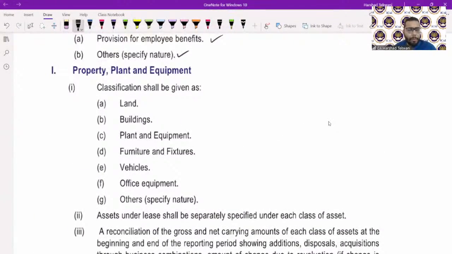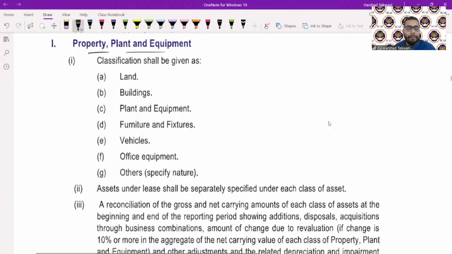Plant, property, and equipment, as the name suggests, is a fixed asset, the fixed assets the company will be having. Simple. But not only that, you need to provide the bifurcation of fixed assets on these classifications: land, building, plant and equipment, furniture, fixture, vehicle, office equipment, and others. So you need to provide bifurcation based on this. It's pretty easy to remember.